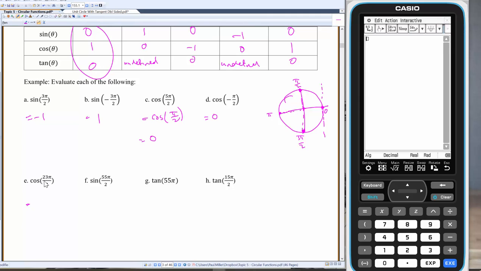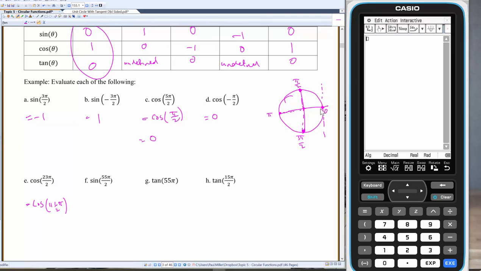All right, let's do this one, 23 pi on 2. So that's the same as if I put 2 into that, well, let's do it. So 2 goes into 23 11 times, so cosine of 11.5 pi is going to be what we're after. So I've just converted that to a mixed fraction. All right, now why did I do that?